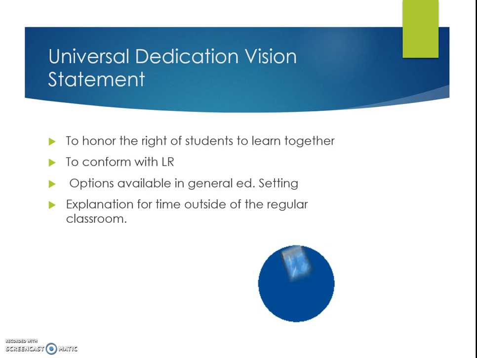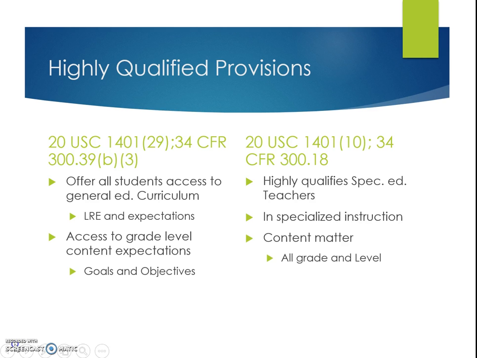The Universal Dedication Vision Statement. The Universal Dedication Vision Statement is Michigan's vision statement for recent provisions that have aimed to offer all students access to general education curriculum in the least restrictive environments and expectations up to grade level. They also are expected to have access to grade level content expectations and the goals and objectives in their IEP.